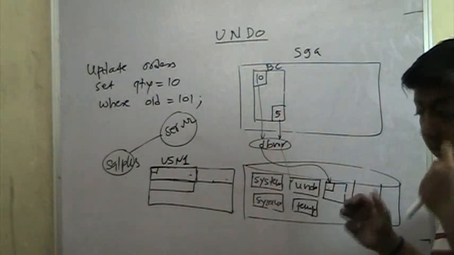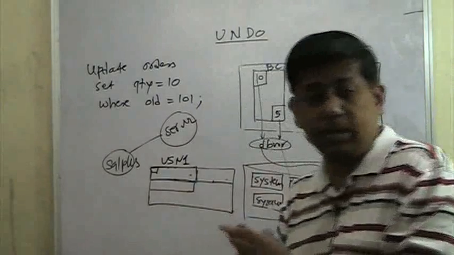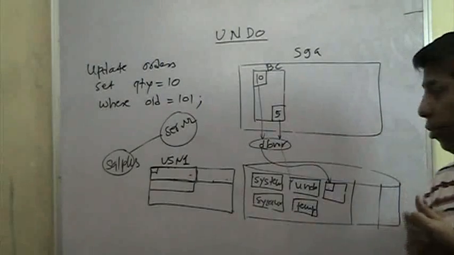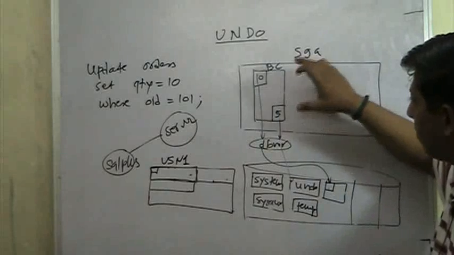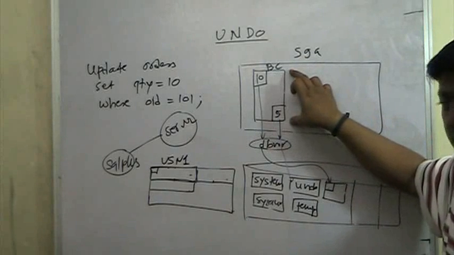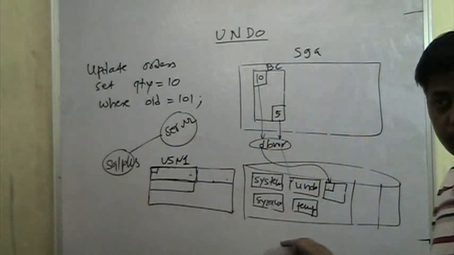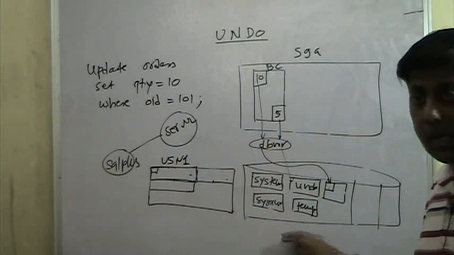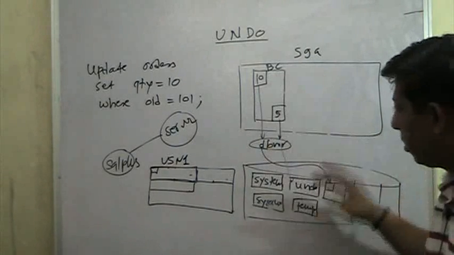Now, does it mean that it writes when it is committed? Does it write when the rollback happens? No, it has nothing to do with that. The moment there is not enough space here, DBWR is going to write things to the disk. It has nothing to do with the commit. So this is how undo is written.